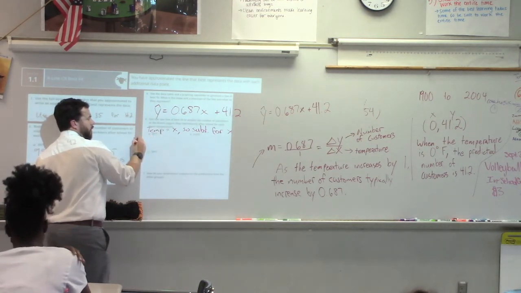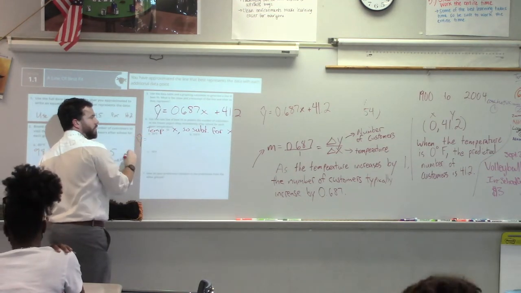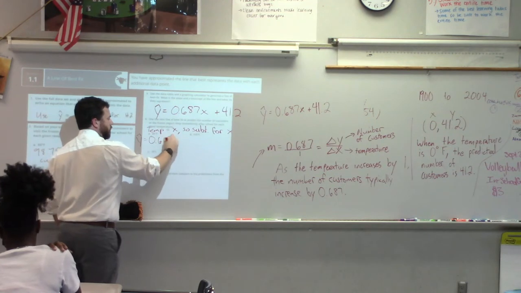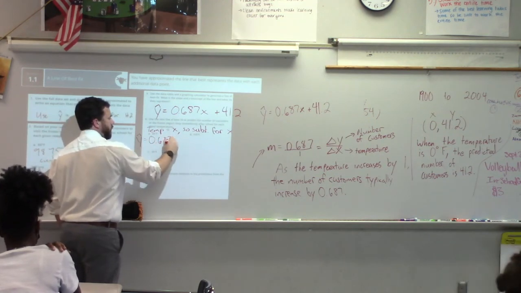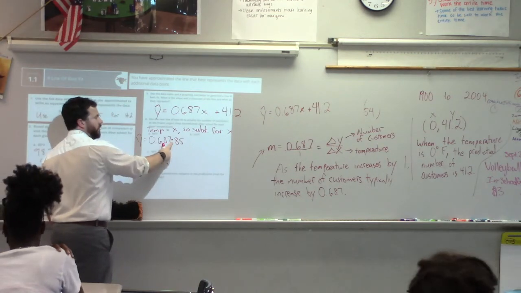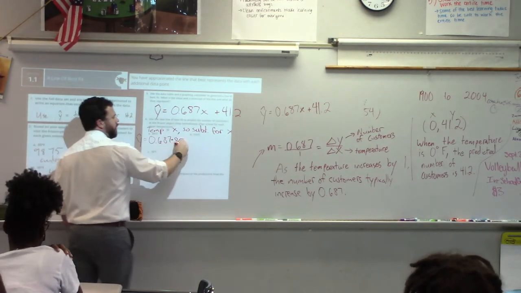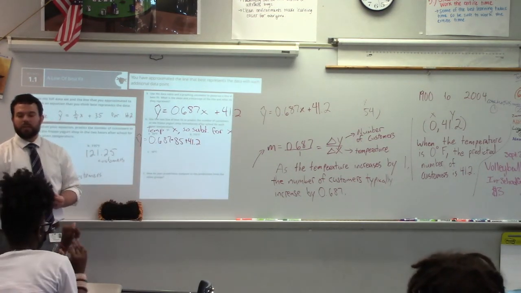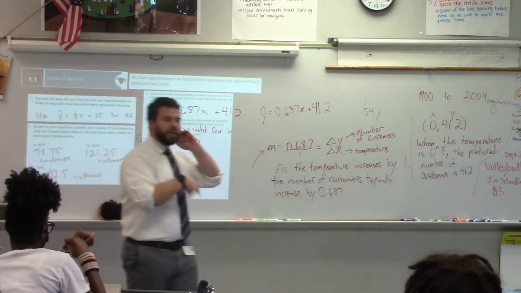Substitute 85. Okay, so I've got y hat equals 0.687, 85. Oh, in parentheses. I was saying, it needs to be multiplied, so you can use parentheses or the dot. So times 85. Plus 41.2. Can you put it into the calculator from there? Yes. So show me it substituted in, put it into the calculator.